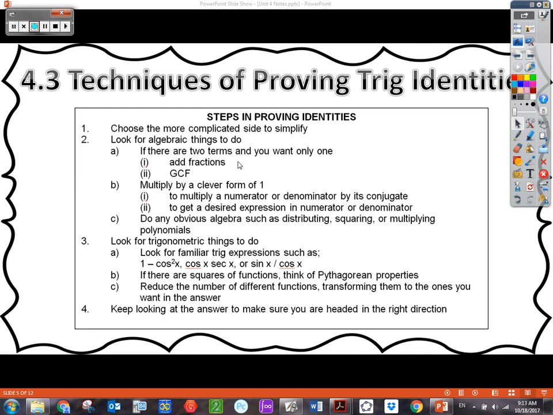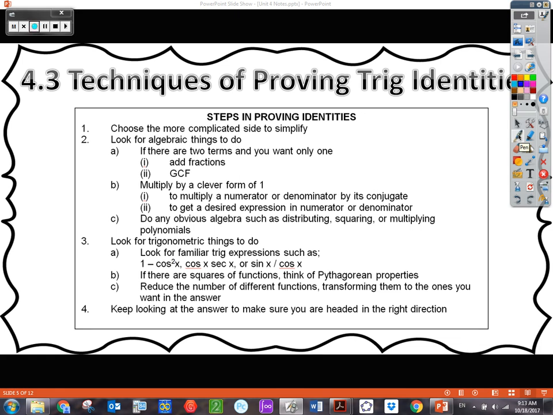Okay guys, let's take a look at today's lesson. Today we are finally going to get to prove trig identities. This is an exciting day, yay! Okay, so let's talk about that. I have some steps up here.